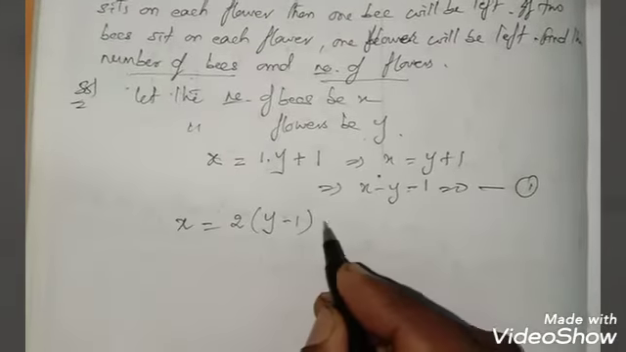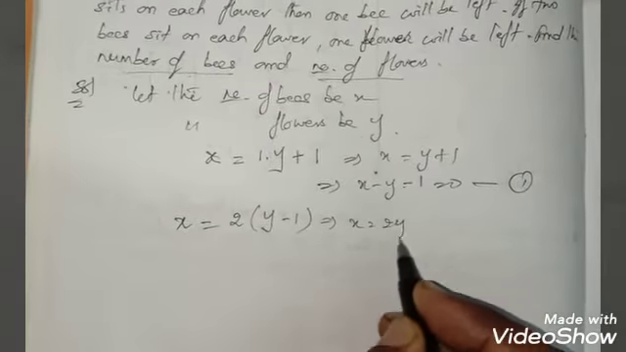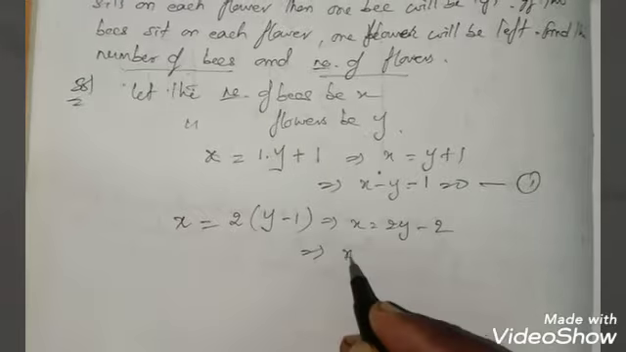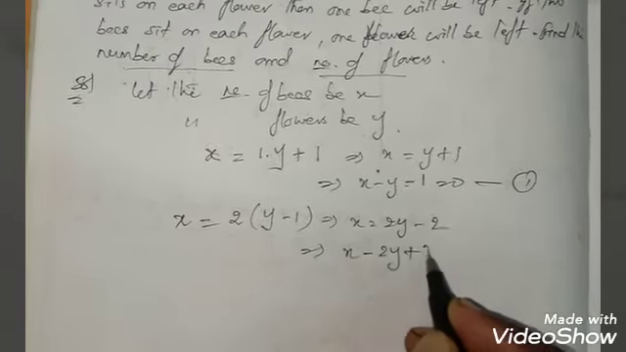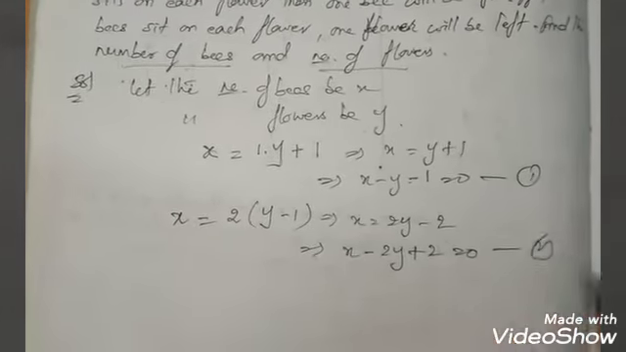If I multiply this 2 inside, you will get x is equal to 2y minus 2. So overall my equation is x minus 2y plus 2 is equal to 0. This is my second equation, right?